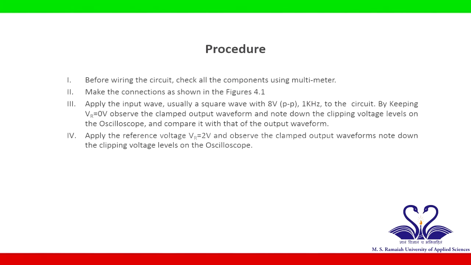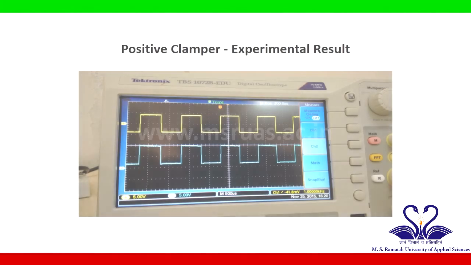Oscilloscope and function generator are connected to the breadboard using probes. Set an input signal in the square waveform of 1 kHz frequency and 8 volt peak-to-peak amplitude in the function generator. Apply this signal as input. Measure the input and output using a digital oscilloscope by connecting it with the circuit with the help of probes. Note down the clamping level at the positive cycle with reference voltage at 0 volt and 2 volt. This shows the experimental result of positive clamper.